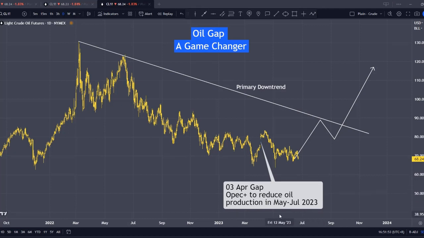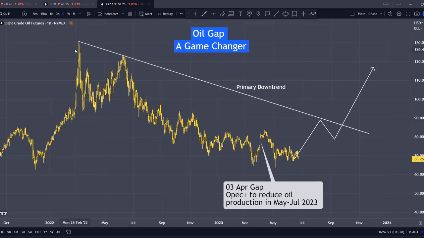With commodities, the understanding is that the price movement is all about supply and demand. With lesser supply and the same demand, likely the price is going to be elevated. And this was the time when they made the first announcement on the 3rd of April. You could see a gap. And this was a post that I posted a few months ago called Oil Gap, a Game Changer. I'm going to include the link below. You can refer to my tutorial back then.